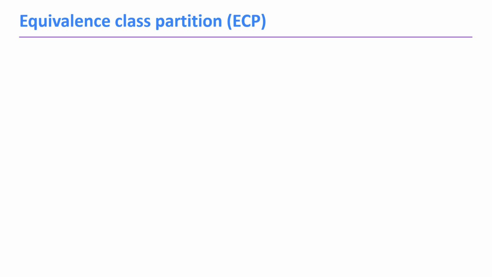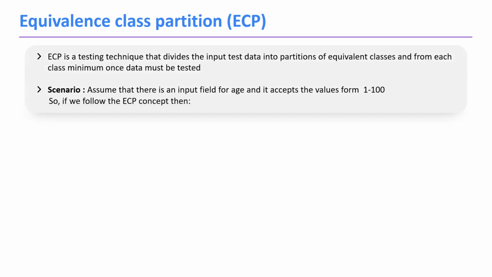So first is ECP. ECP is a testing technique that divides the input test data into partitions of equivalent classes, and from each class the data must be tested at least once. Let's assume one scenario here. There is an age field that accepts values from 1 to 100. If we apply the ECP technique here, we will divide the input test data into multiple classes like valid class of input and invalid class of input.